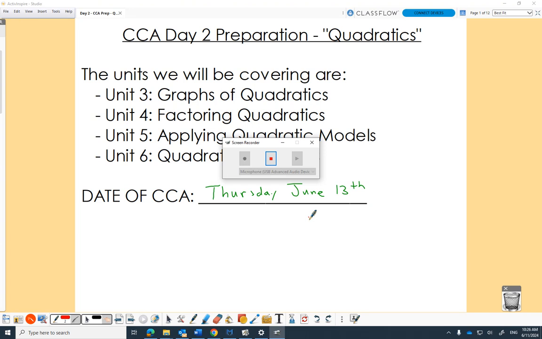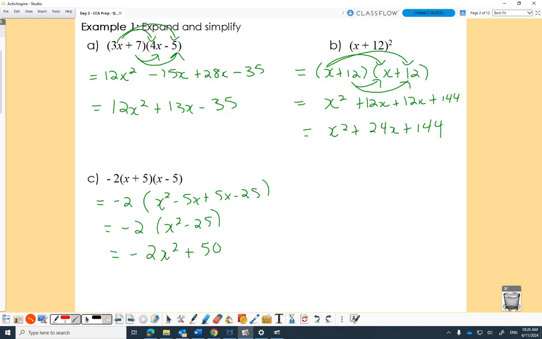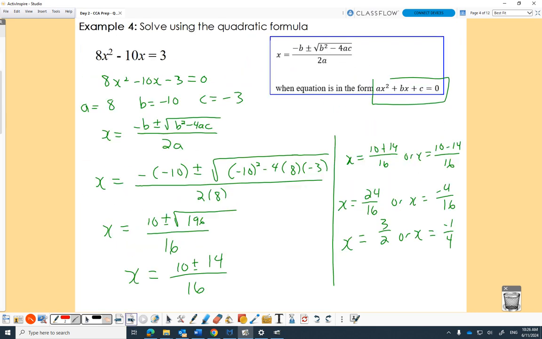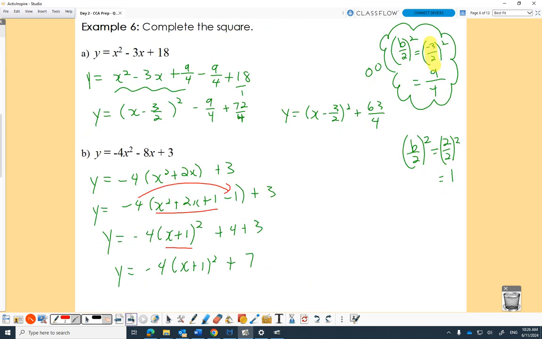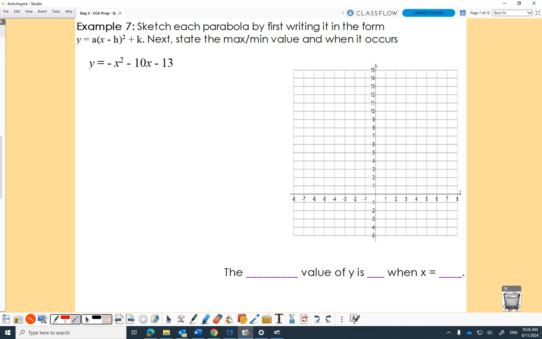All right, friends. Today we will finish our Quadratics CCA prep and review. Does this cover every little thing you need to know about quadratics? No, but it covers the big ideas, so that you can go back and do your studying to get ready for this thing.